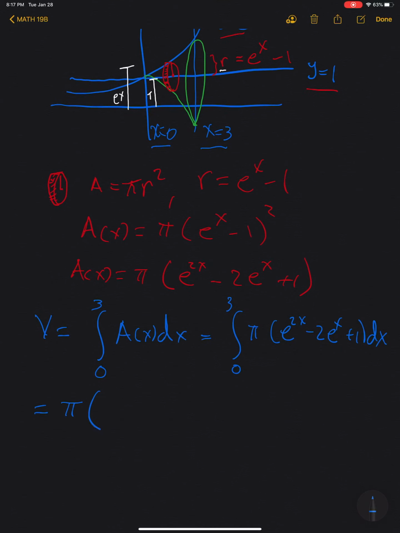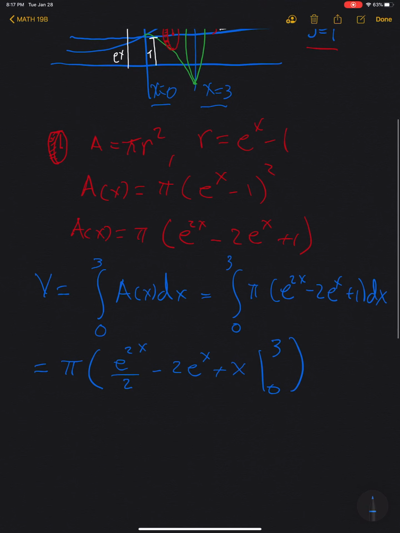So I can write down the pi in front of everything. Then I have the antiderivative of e to the 2x, which is itself divided by 2, minus 2 times e to the x, which is the same, plus x, everything between 0 and 3. And now it's a matter of plugging in the numbers. So this should be pi. Then we have everything at 3, which is e to the 6 divided by 2 minus 2 times e to the 3 plus 3. And everything at 0, which would give me 1/2, which is e to the 0, minus 2, again e to the 0 is 1, plus 0.